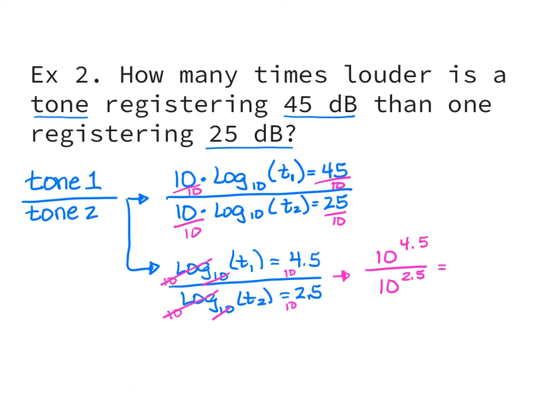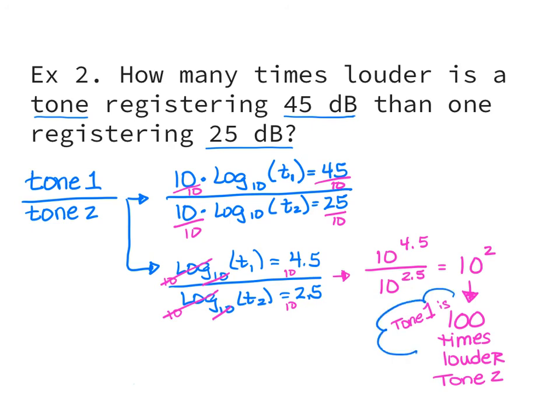You subtract the exponents, and now we have 10 to the second power, which we know means 2 zeros. So that is 100 times louder. That would be tone 1 is 100 times louder than tone 2. All right. Hopefully that helps.